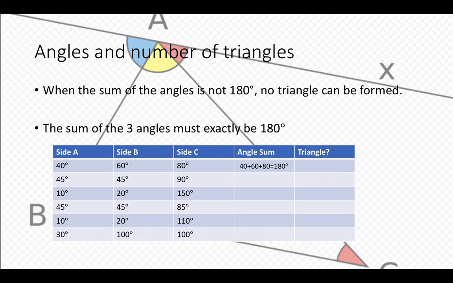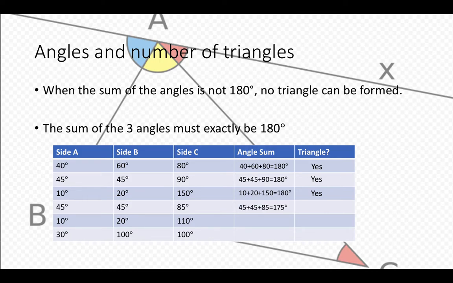So let's do the first one. 40 plus 60 plus 80, that is 180. We got a triangle. 45, 45, 90. 45 plus 45 is 90. 90 plus 90 is 180. Yes, we have a triangle. 10, 20, 150. So 10 plus 20 is 30. 30 plus 150 is 180. Boom, we got a triangle.